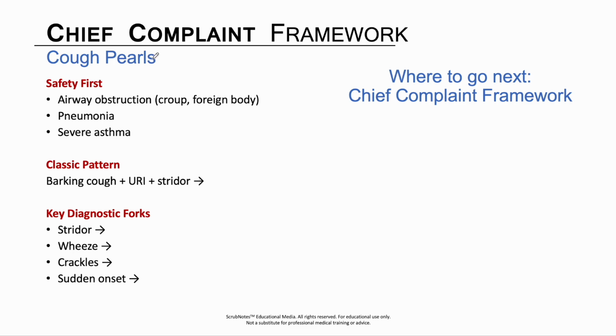To summarize the ScrubNotes framework for cough, first, we want to rule out dangerous causes. Second, we want to identify the pattern. Remember, the classic pattern of barking cough with a URI and stridor is indicative of croup. And third, we want to use those key diagnostic forks to help us narrow down our differentials. If there's stridor, think upper airway cause; wheezing, asthma is likely; crackles, indicative of pneumonia; sudden onset in peds, we'd be thinking of a foreign body obstruction. Once you start thinking about cough this way, the entire evaluation becomes much more manageable.